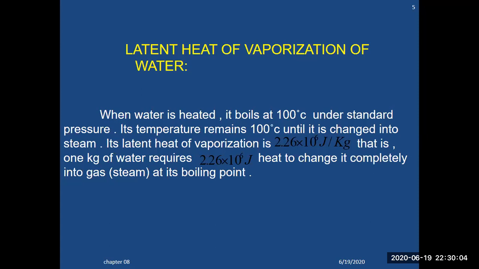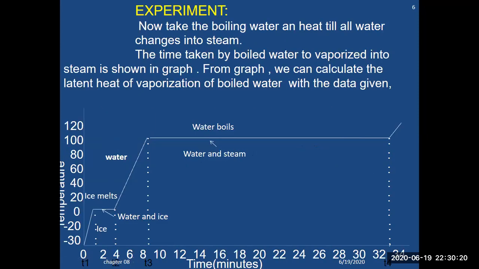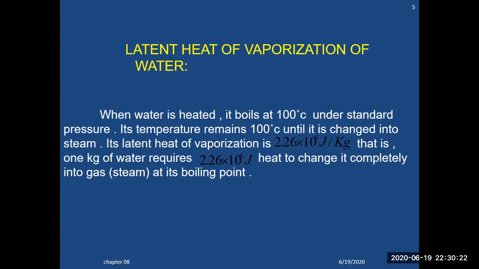So this is the reason why the liquid form of the water is converted into gaseous form, but the temperature remains at 100 degrees Celsius. How much heat energy is required to change it? That is 2.26 × 10^6 joules per kg. So this is the most conceptual thing to understand.